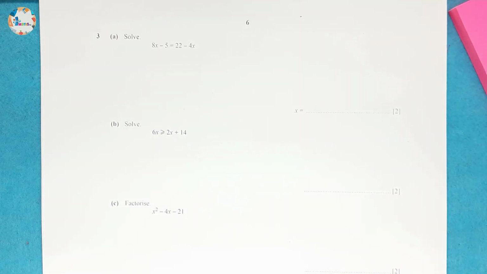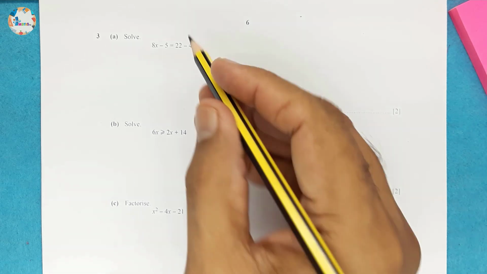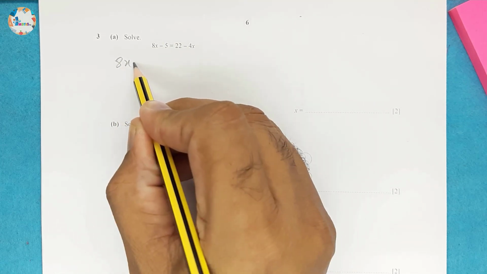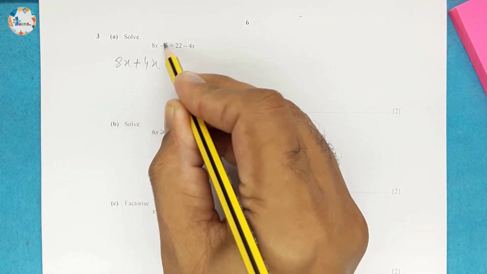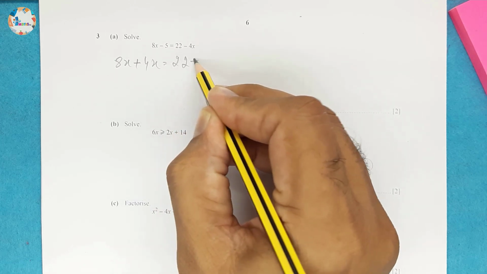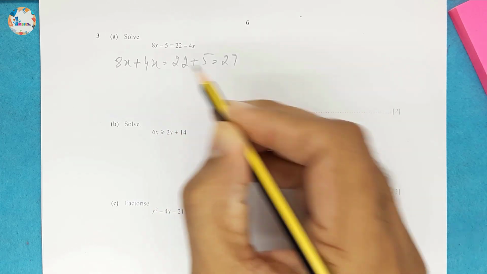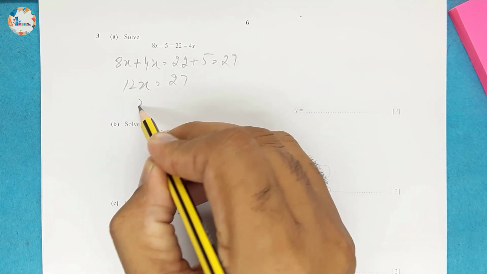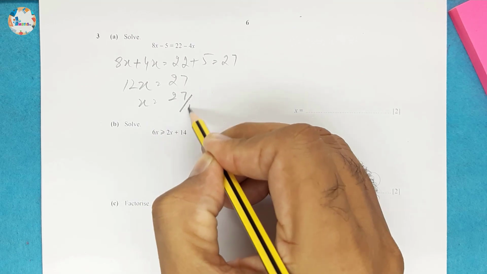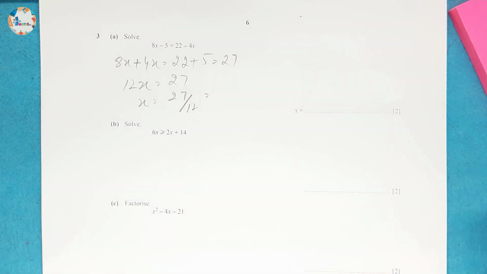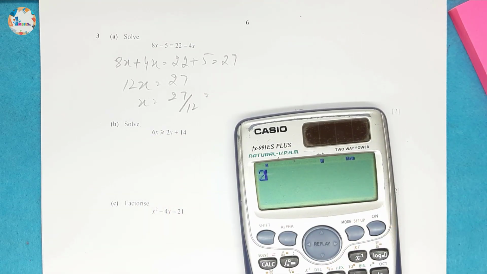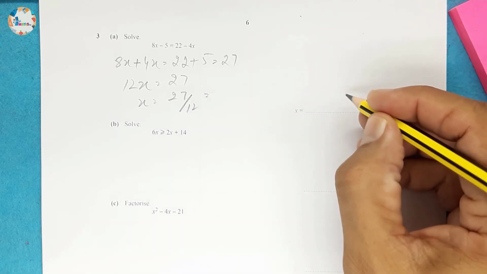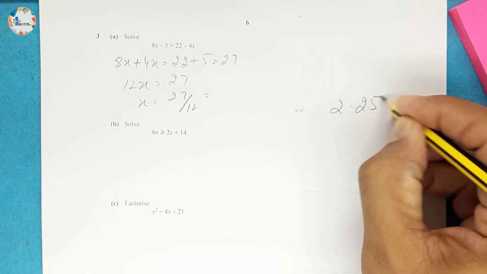Now this is question number 3. We have to solve this algebraic equation. We'll shift these to the other side, so 8x plus 4x, and this one we can shift to the other side, so 22 plus 5, this is equal to 27. So this will be 12x is equal to 27, so x is equal to 27 over 12, and this will be equal to 2.25. So our answer will be 2.25.